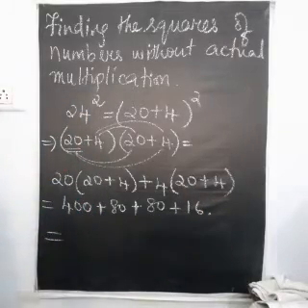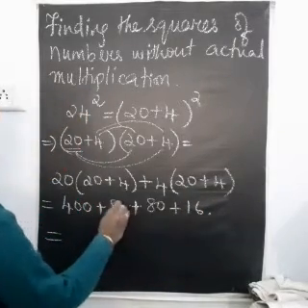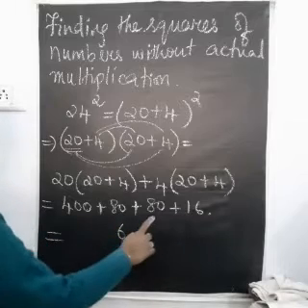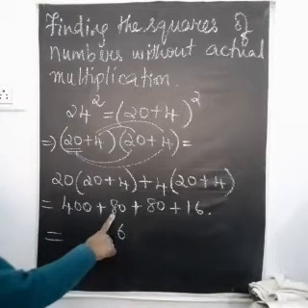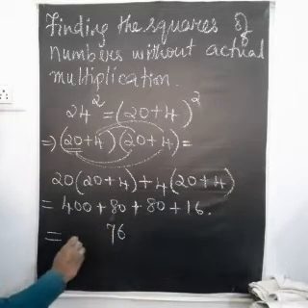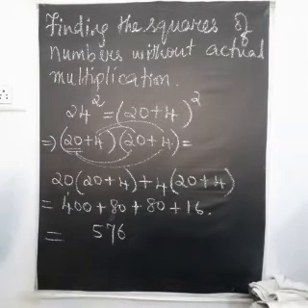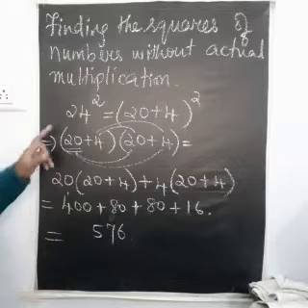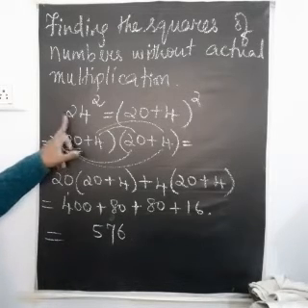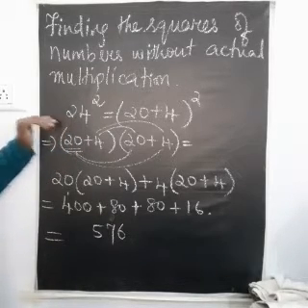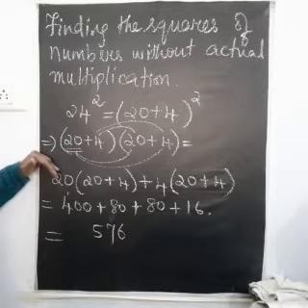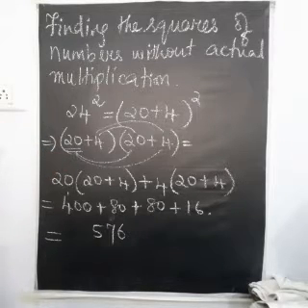Now when I add, what will I get? 6, then 1 plus 8 is 9, 9 plus 8 is 17, so carry the 1. So 576. I have found the square of 24 without actual multiplication by using the distributive property. I hope you have understood. Let us try one more sum.